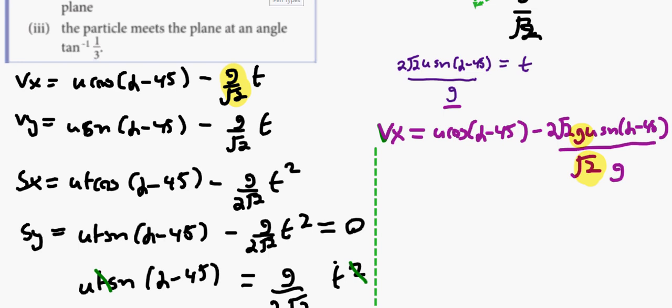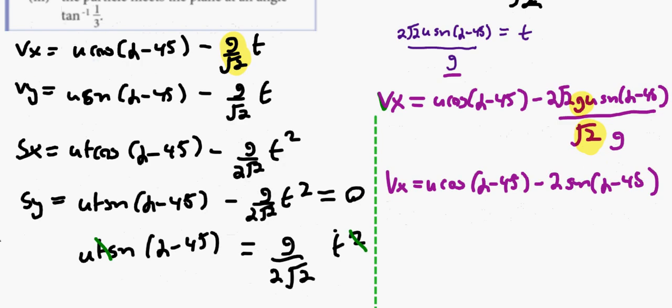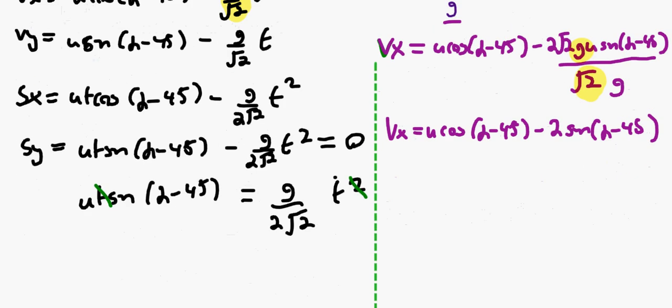Now, they cancel. The root 2g and the root 2g cancel. So what we should be left over with is u cos alpha minus 45 minus 2 sin alpha minus 45. We're done. That's the Vx done. Now we're going to move on to the Vy. Vx is done. Now we're on to Vy.